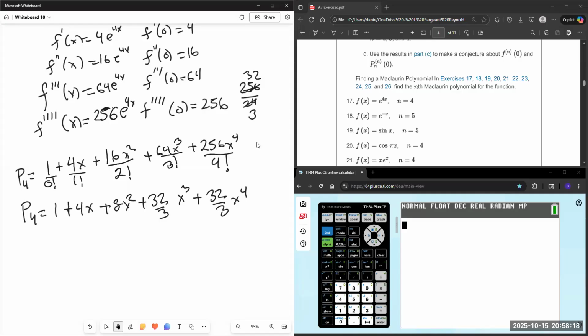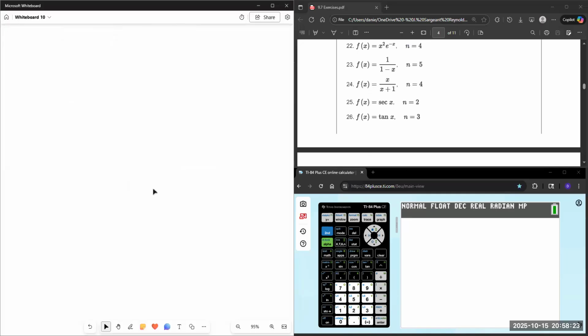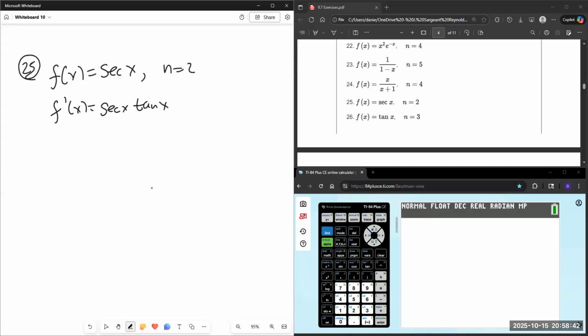Look now at number 25. F of x is equal to secant x, n equals 2. So f prime of x is equal to secant x tangent x. We have f of 0, secant of 0 is 1, f prime of 0 is 0.